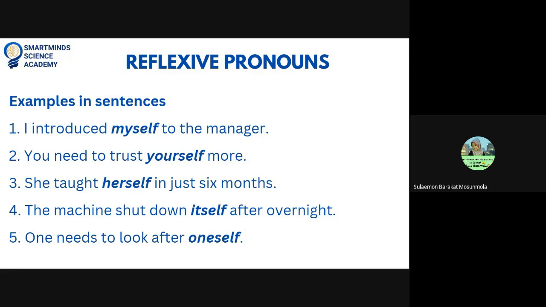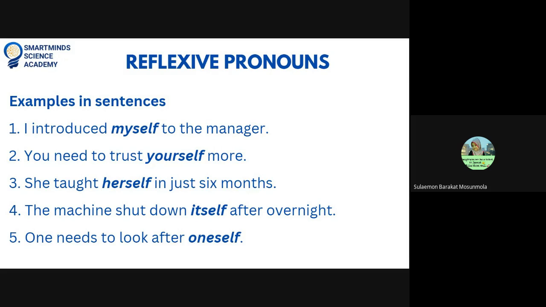Now, for your singular, you also have you. In the singular form of reflexive pronouns, you have myself, yourself, himself, herself, itself. And for the plural, you have ourselves, yourselves, and themselves. Now let's continue with the examples.